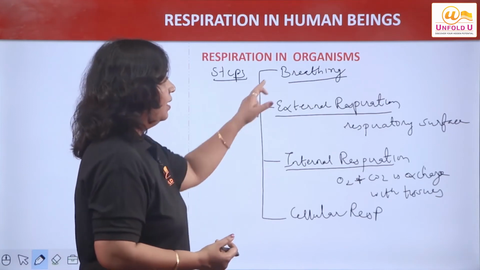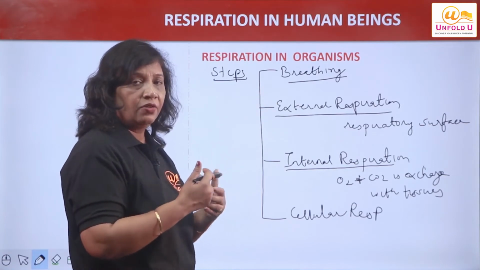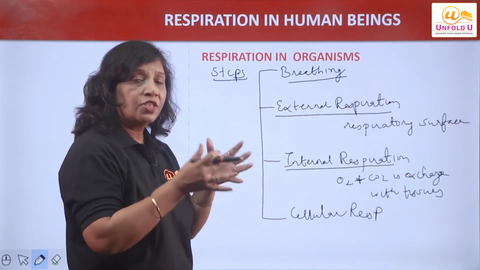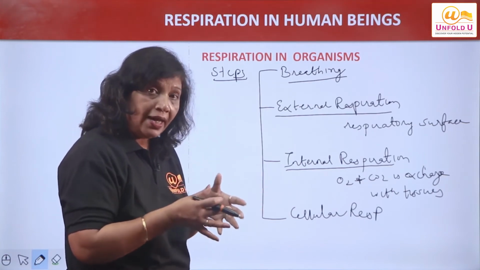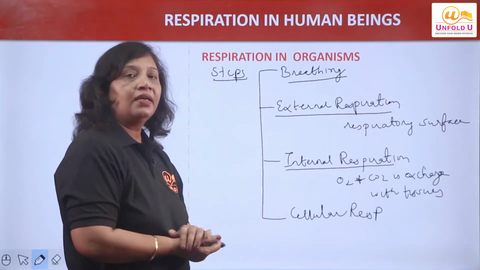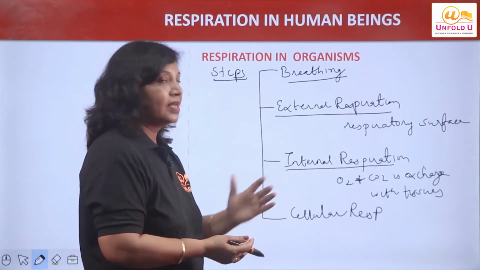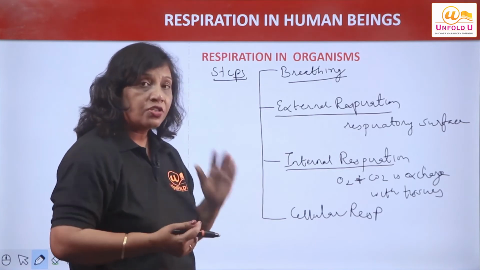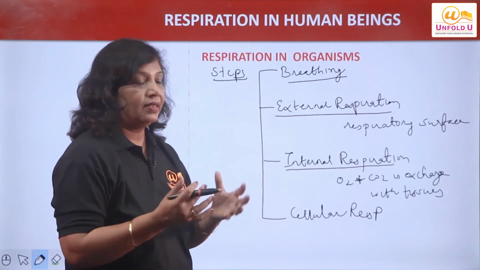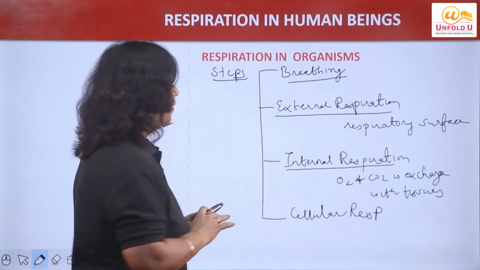I'll repeat the steps again. When exchange takes place with the outside medium, that is called breathing, simply taking in oxygen and giving out carbon dioxide. When this exchange of gases takes place at the respiratory surface, at the level of alveoli present in the lungs, we call it external respiration. When these gases are taken inside the tissues and cells and exchange takes place, that is called internal respiration. And when that oxygen is used for the breakdown of the respiratory substrate to liberate carbon dioxide, that is called cellular respiration. I hope you understand all the steps involved, right?